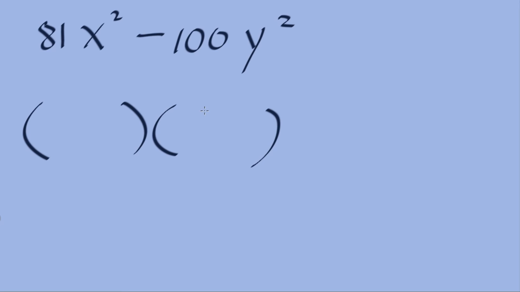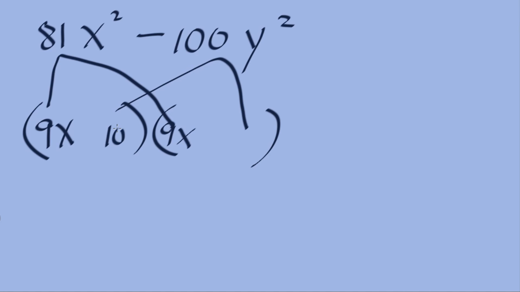So that's a difference of squares. So 81x squared, what are the factors? 9x, 9x. What about 100y squared? 10y, 10y, one is plus, the other is a minus.